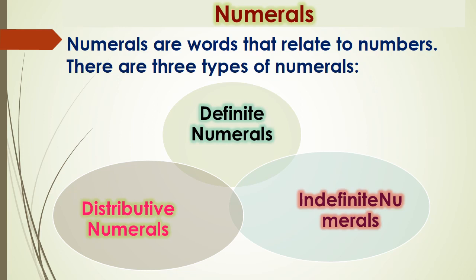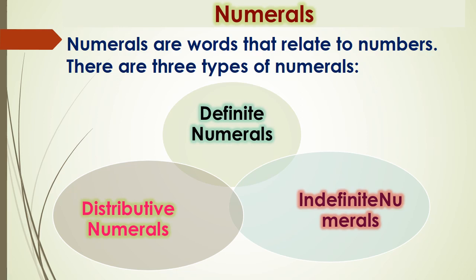Numerals are words that relate to numbers. In other words, numerals describe numerical quantity. Now students, here are three different types of numerals. The first is definite numerals, second is indefinite numerals, and third is distributive numerals. Let's take them one by one.